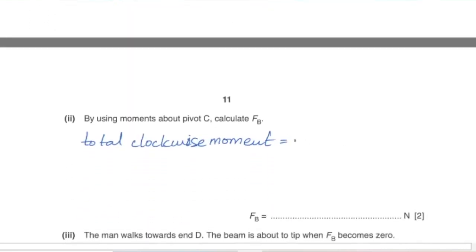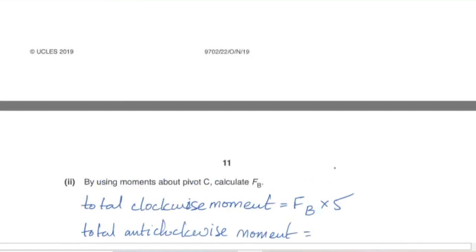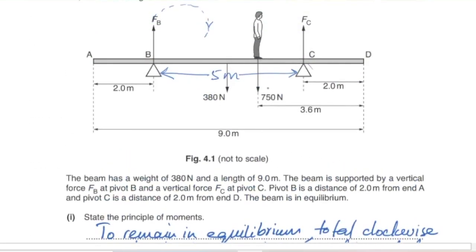So the moment is F_B into 5. Total anticlockwise moment. Now the forces which are causing anticlockwise moment are the 750 Newton weight of this human being and the 380 Newton weight of the beam. The perpendicular distance between the weight of the human being and pivot C is 3.6 minus 2, which is 1.6 meters.